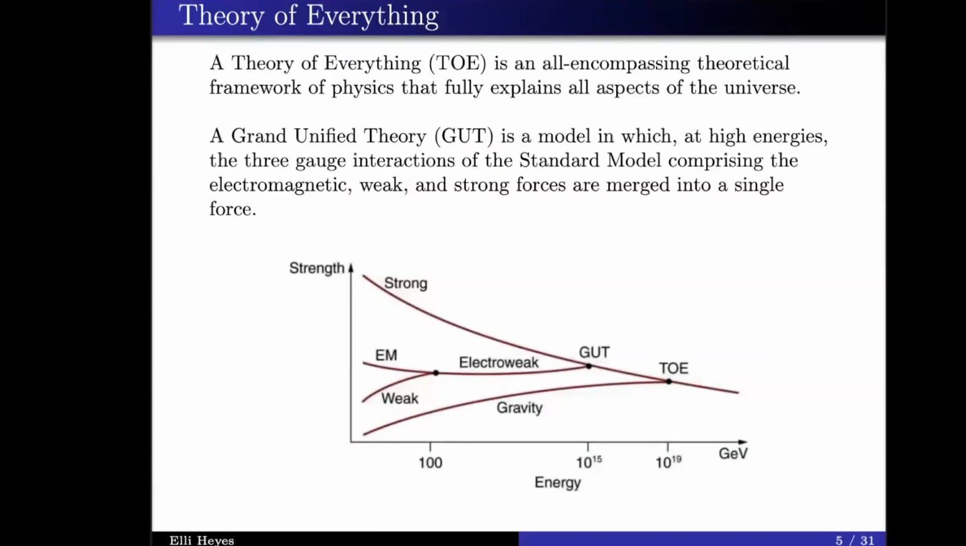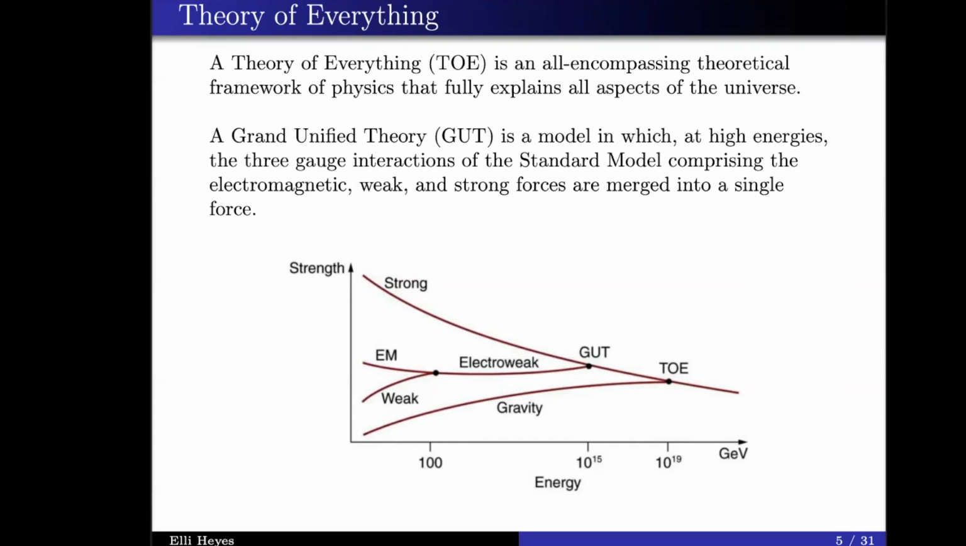Ideally, we want a master theory, a theory of everything that encompasses both general relativity and quantum mechanics. This theory of everything would combine not only the three non-gravitational forces in the standard model, but also gravity as well. This diagram shows the relative strengths of the four forces and how we imagine the situation to be.